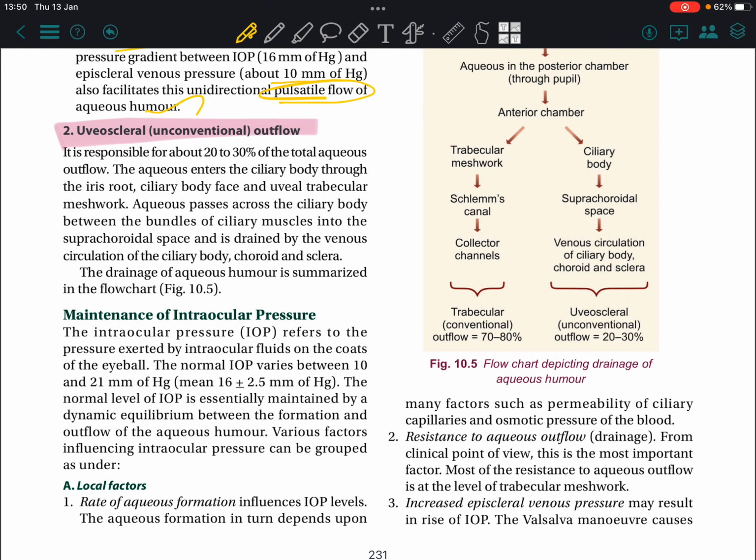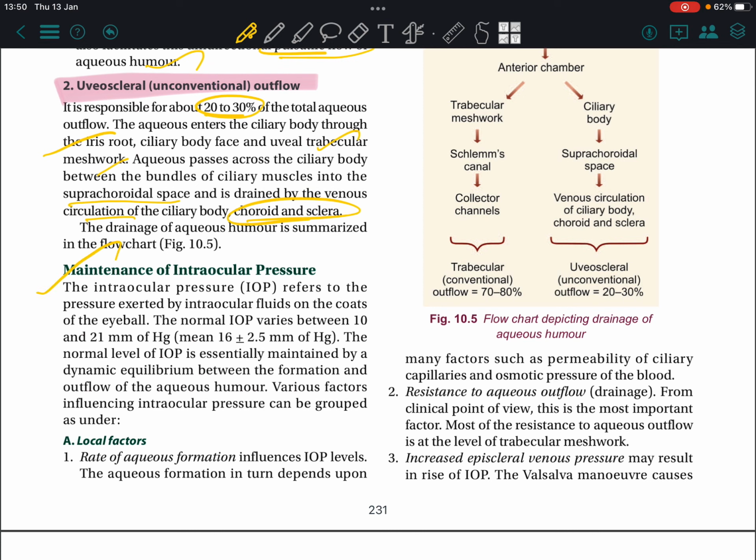The second outflow is uveoscleral outflow. It is responsible for about 20 to 30% of total aqueous flow, and the aqueous enters the ciliary body through the iris root and ciliary body face and uveal trabecular meshwork. Aqueous passes across the ciliary body between bundles of ciliary muscle into the suprachoroidal space and is drained by the venous circulation of the ciliary body, choroid and sclera.